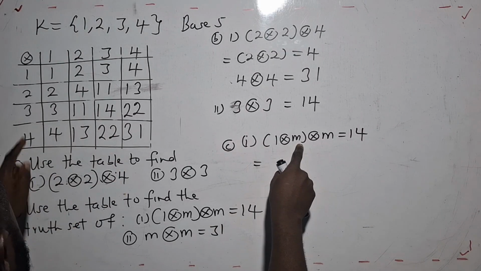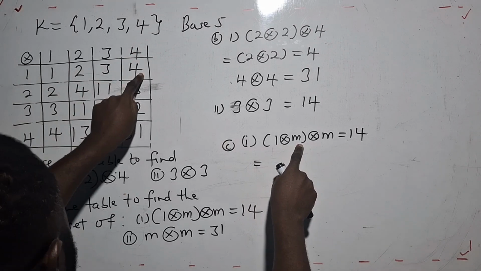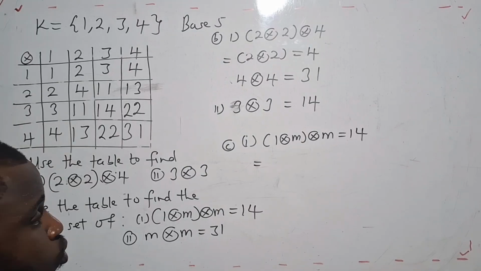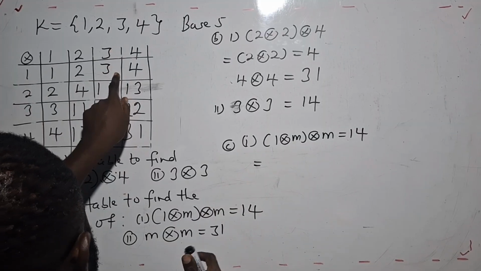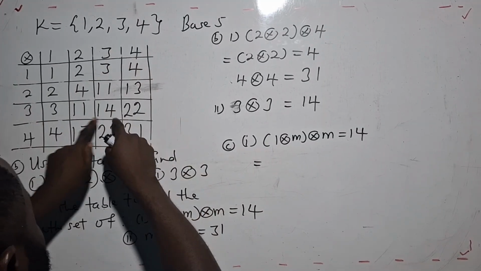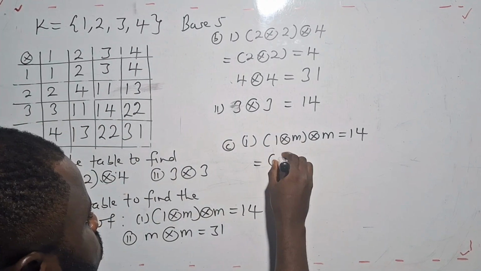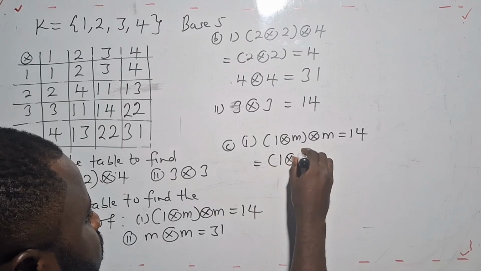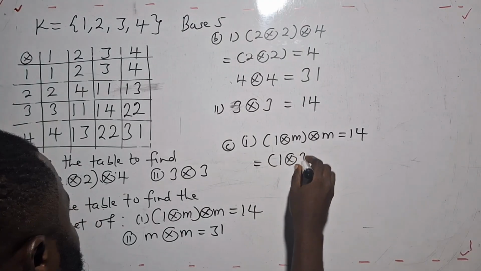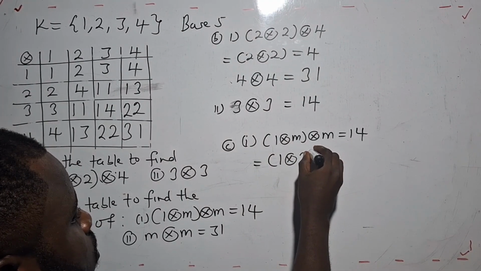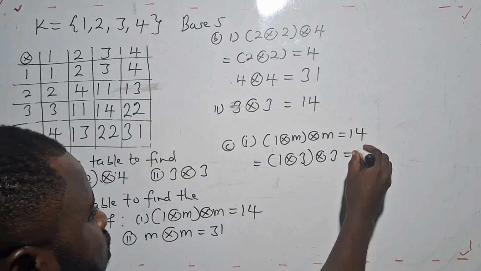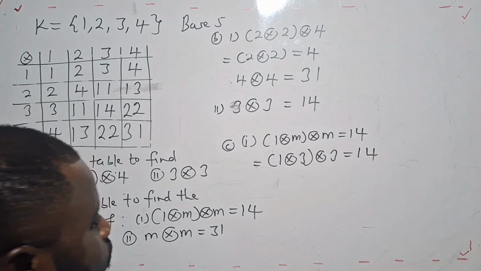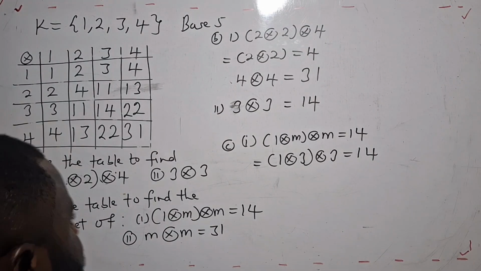If I put 4 here, 1 times 4 is 4. Now 4 by 4, is it? So this means that it works for the 3. 1 times 3 is 3, then 3 times 3 gives us 14. Yes, since it's a truth set.